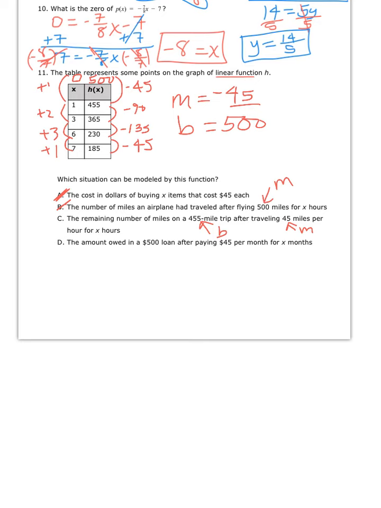Okay. Oh, I like B. Yeah, I like D too. D says the amount owed in a $500 loan, so your initial amount that you owe, after paying $45 a month for x months. That one matches, doesn't it? Yeah, I like D. So our answer's got to be D. Oh, that's a terrible circle, Miss Ronalds. There we go. That's a little better.